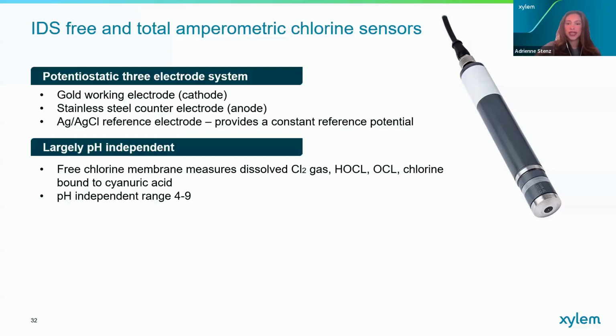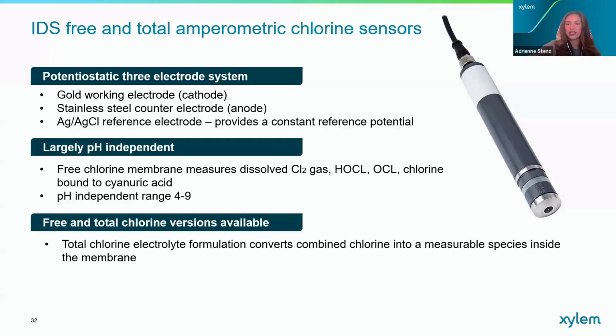Traditional amperometric free chlorine sensors only accept hydrochloric acid, and as we know, other forms of free chlorine, such as hypochlorite, may be present in solution based on pH. So these traditional sensors require a separate pH sensor to adjust their readings and account for the solution's pH. Since the YSI free chlorine sensor accepts all forms of free chlorine, it is largely pH independent in the pH ranges of 4 to 9, requiring no separate pH adjustment.